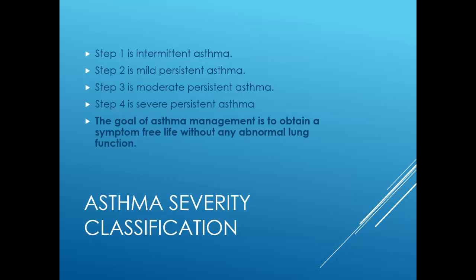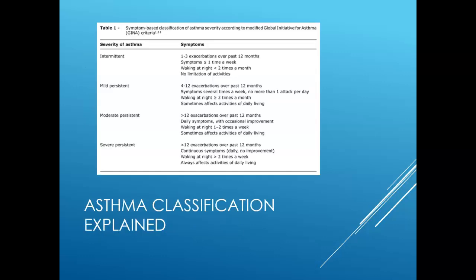The goal of asthma management is to obtain a symptom-free life without any abnormal lung function. So that is our goal, and hopefully that will be something that we're able to obtain with most of our patients. So let's look at these. For intermittent severity, that is about 1 to 3 exacerbations in the past 12 months. The symptoms occur less than or equal to 1 time a week. Waking at night is less than 2 times a month, and there are no limitations in activities.